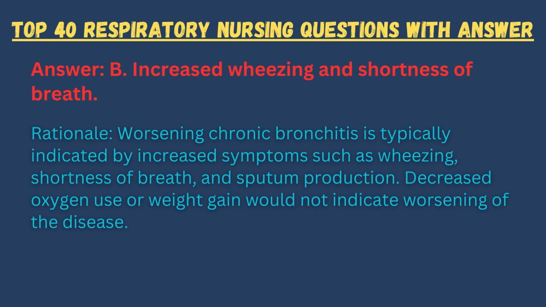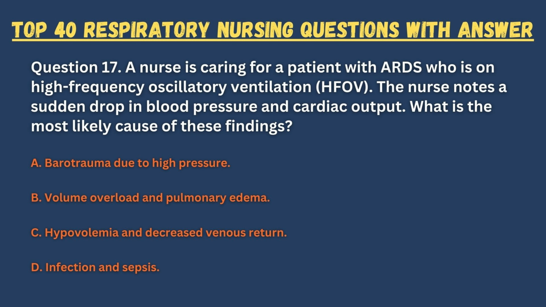Rationale: worsening chronic bronchitis is typically indicated by increased symptoms such as wheezing, shortness of breath, and sputum production. Decreased oxygen use or weight gain would not indicate worsening of the disease. Question 17. A nurse is caring for a patient with ARDS who is on high-frequency oscillatory ventilation, HFOV.